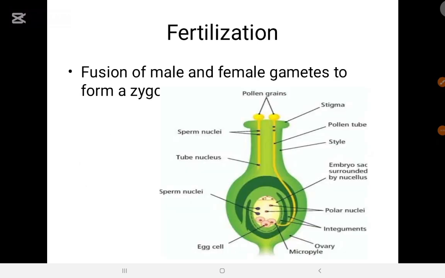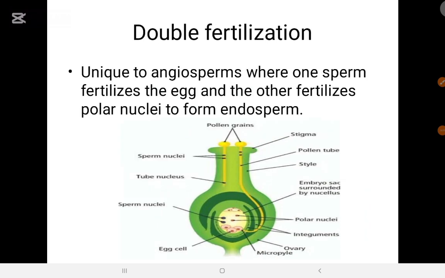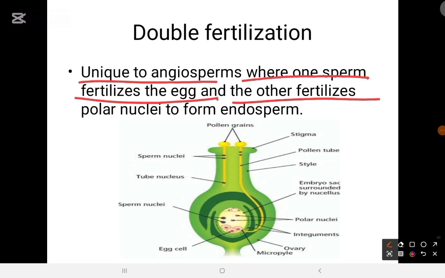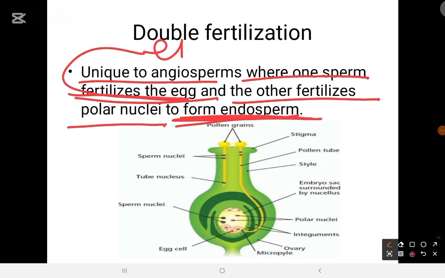Now we have fertilization. Fertilization is basically the fusion of the male and female gametes to form a zygote. Zygote is gotten from the word zygotos, which means product of fusion. Now, double fertilization, I said, is unique to angiosperms and is where one sperm fertilizes the egg and the other fertilizes polar nuclei to form endosperm, while the one that fertilizes the egg forms zygote, which becomes the embryo.